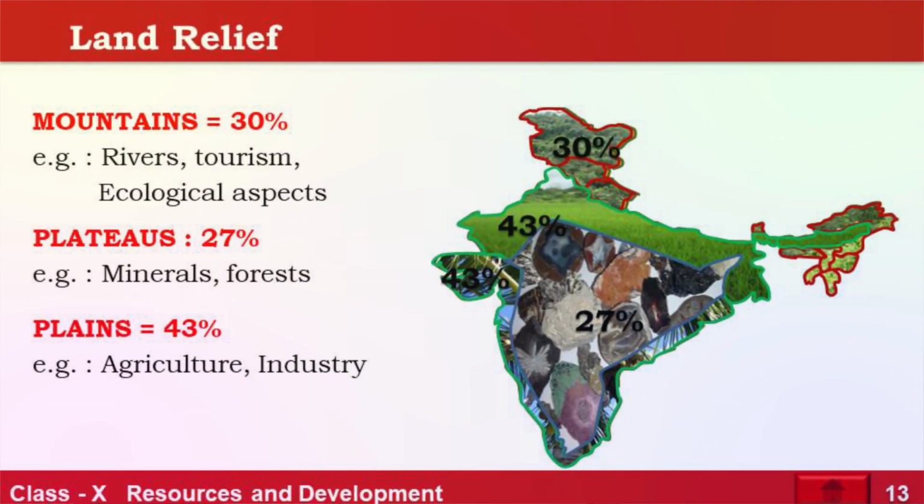Now let us understand what the position or condition is. Let us figure out how much land we have, what type of land we have, and how we use it. So, land resource, figure 1.3. In India, land is divided into 3 categories. Plains are 43%, mountains are 30%, and plateaus are 27%. I hope in class 9 you must have done it properly, what is a plateau, what is a plain, and what is a mountain. After that, we have the list of how much land and what type of land India has.